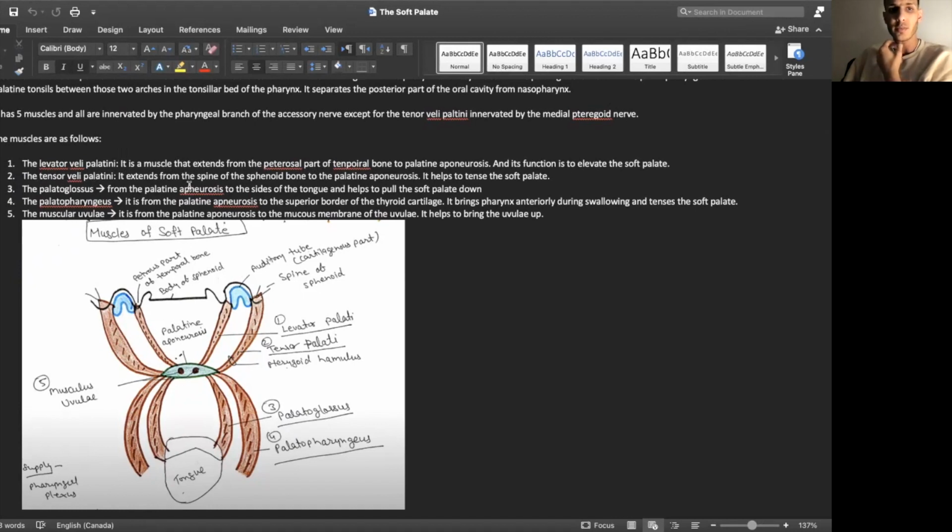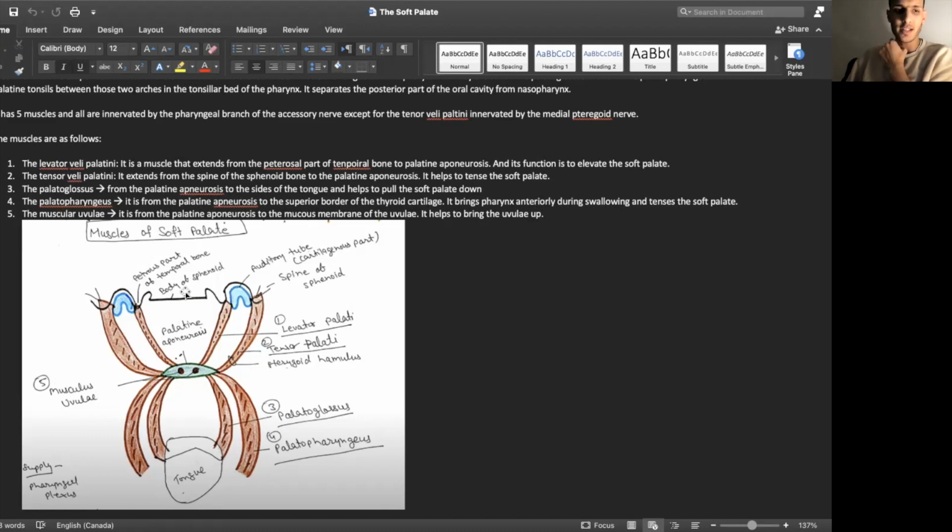Tensor veli palatini extends from the spine of the sphenoid bone, right here, to the palatine aponeurosis. It helps to tense the soft palate. And these are found superior to the palatine aponeurosis. The palatopharyngeus, number 3, originates from the palatine aponeurosis to the superior border of the thyroid cartilage. It brings the pharynx anteriorly during swallowing and tenses the soft palate. And that's the palatoglossus, sorry, number 4, from the palatine aponeurosis to the side of the tongue, and helps to pull the soft palate down.